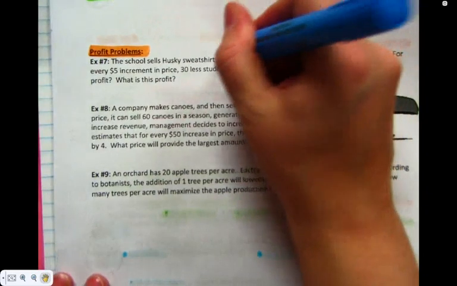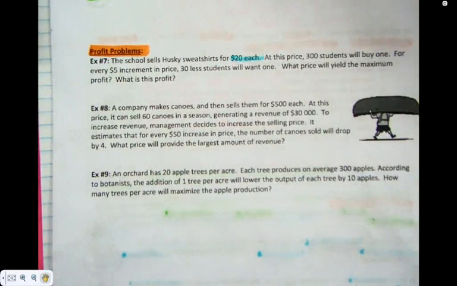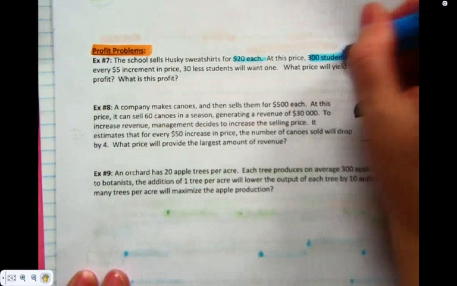We need to know that we're selling something for $20. I don't really care what it is in the grand scheme of things. At $20, 300 people are going to buy it.